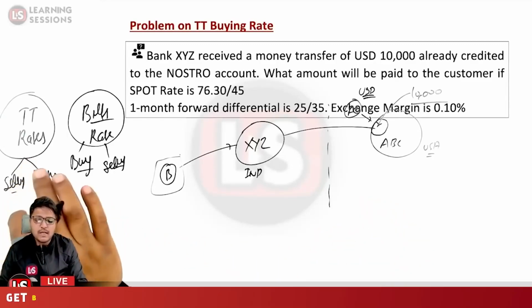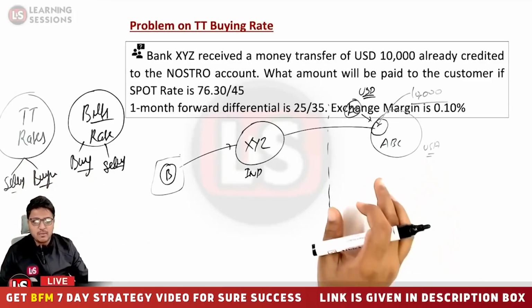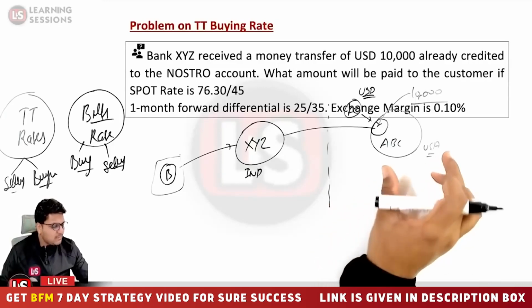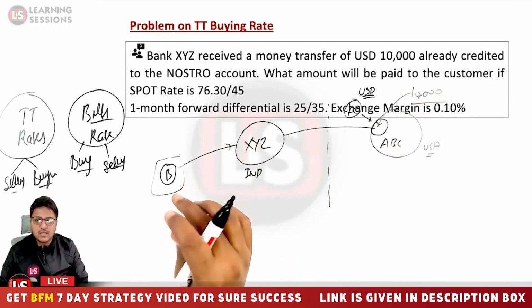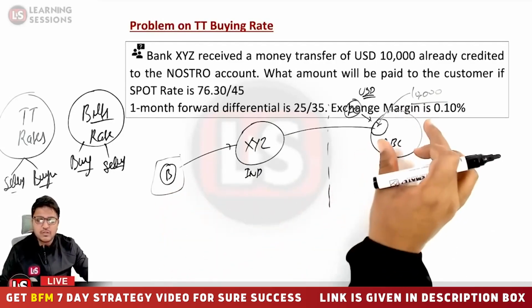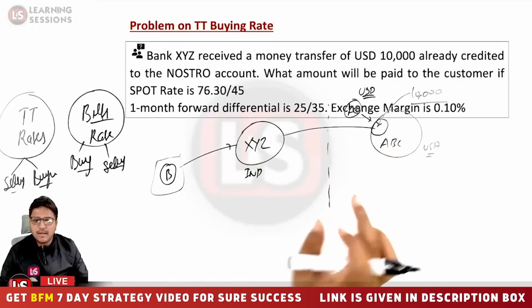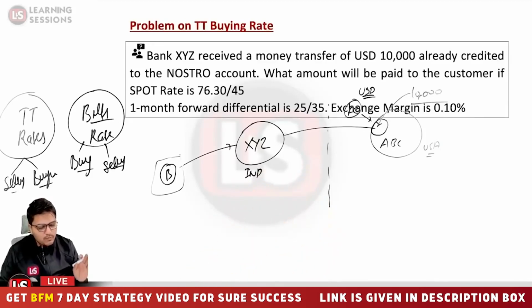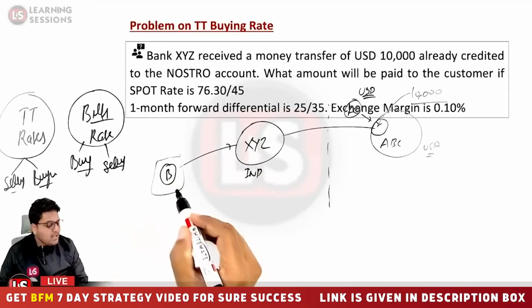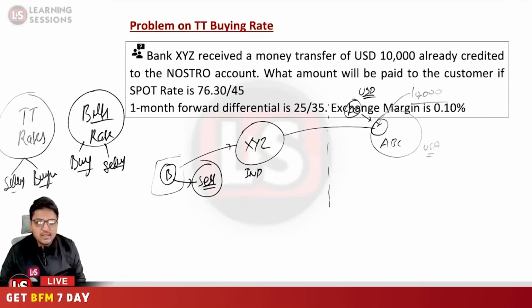Now how will we make sure which price would be applicable? The first scenario we understood is that the TT rates would be applicable because the amount is already credited. This amount of 10,000 USD belongs to person B, and it was credited to the Nostro account of bank XYZ. Further, what amount will be paid to the customer? Look from the bank's perspective: B wants to sell these 10,000 USDs.